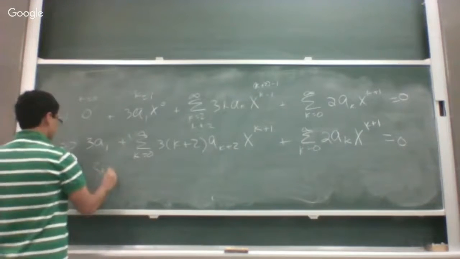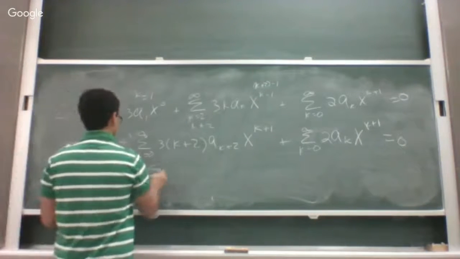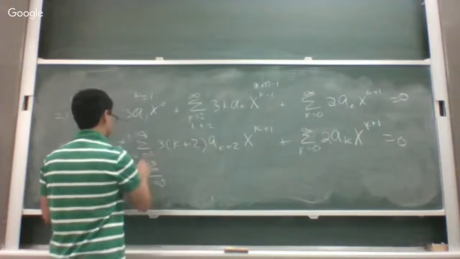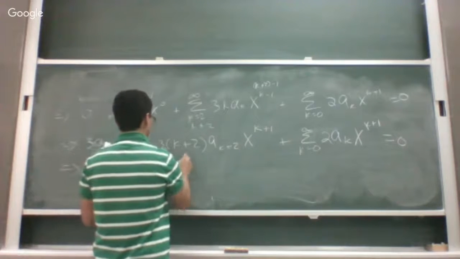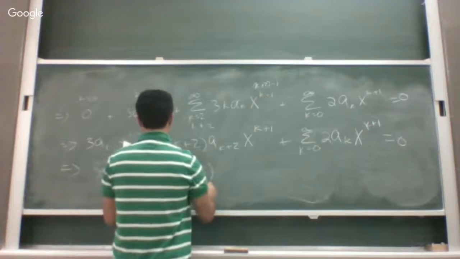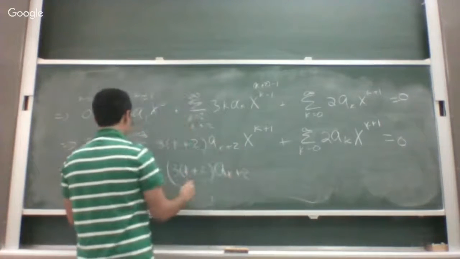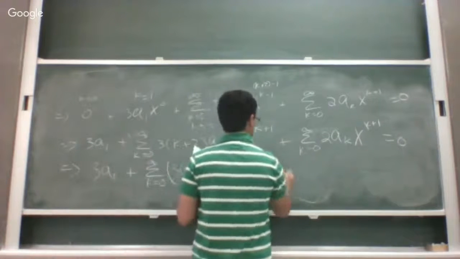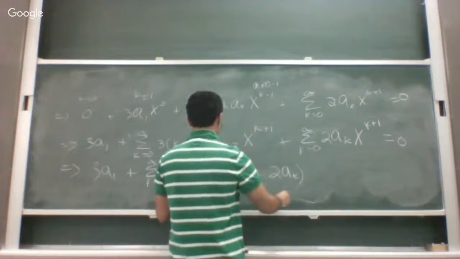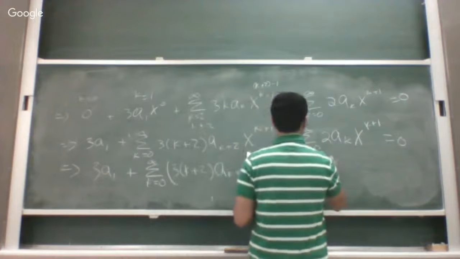So we have 3 a to the 1 plus the summation of k equal to 0 going to infinity of 3 times k plus 2 times a to the k plus 2, that quantity plus 2 times a to the k, and quantity times x to the k plus 1.